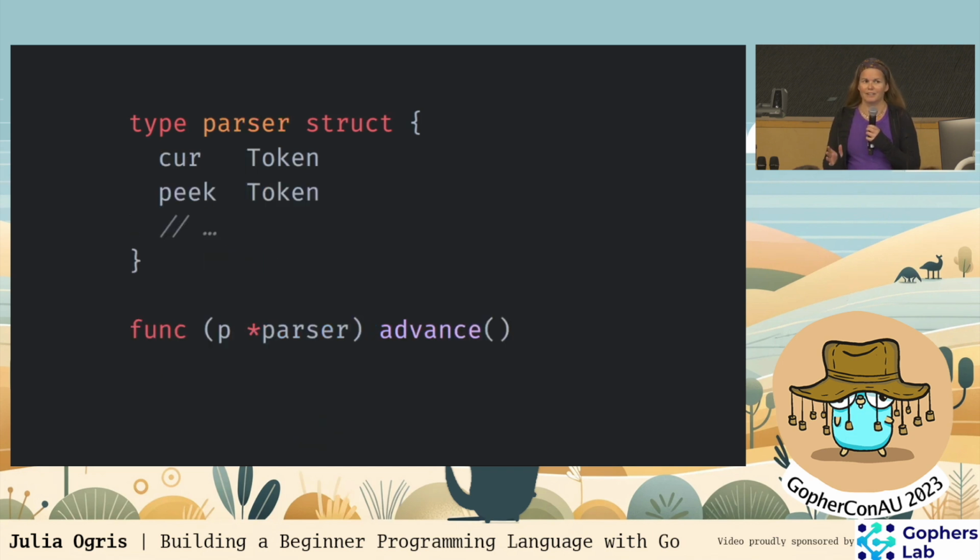Now we're finally ready to look at the parser proper. Stripped down to its bare minimum, in my opinion, a parser typically contains a way of looking at the current token in the token stream, peeking at the next one, and then advancing the token stream.